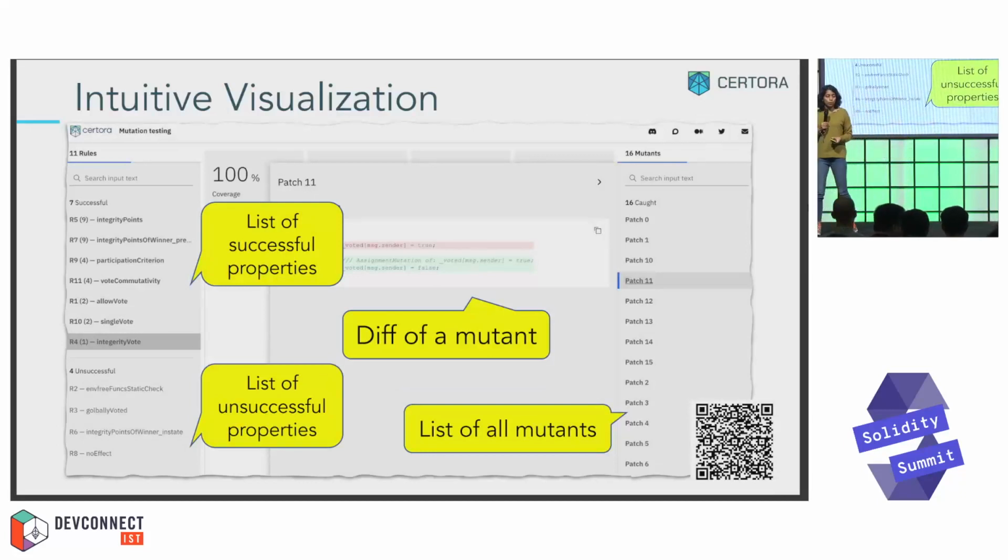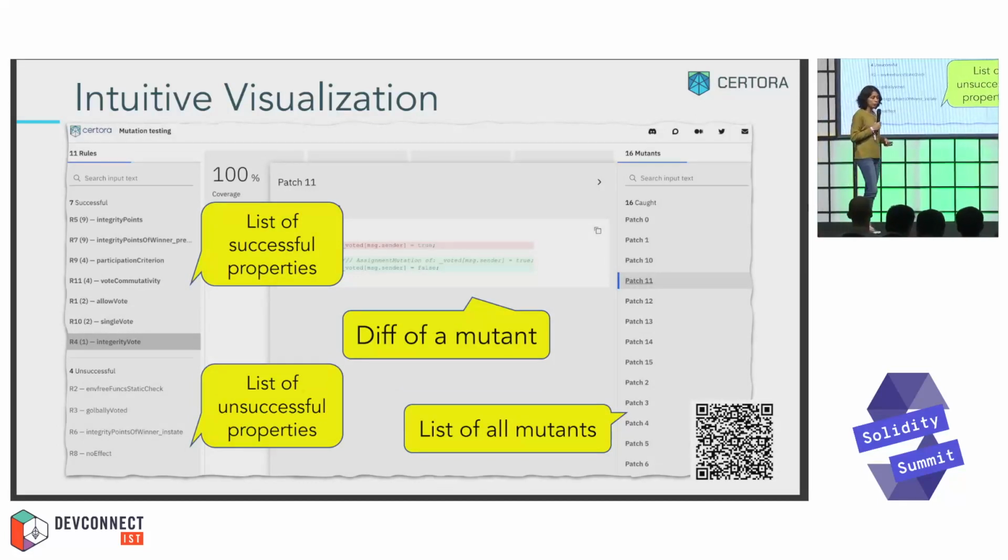A few more things we do: we show you a diff of the mutants, and we also give you all the mutants as patches, and you can click through them, look at them, and so on.